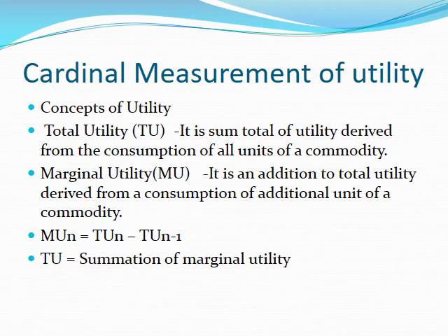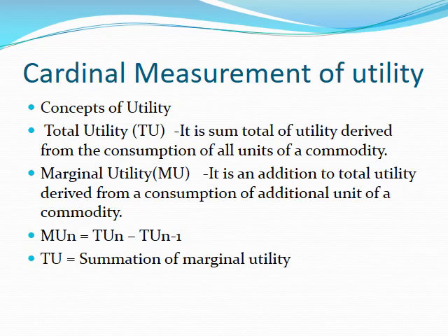For example, you consume 3 apples. From the first apple, you get satisfaction worth 10 utils. From the second apple, you get satisfaction worth 9 utils. From the third apple, you get satisfaction worth 8 utils. So if we add up 10 plus 9 plus 8, it shall be 27. It is known as total utility.